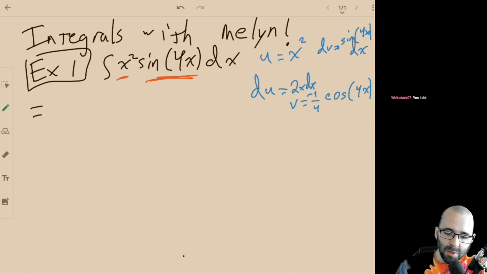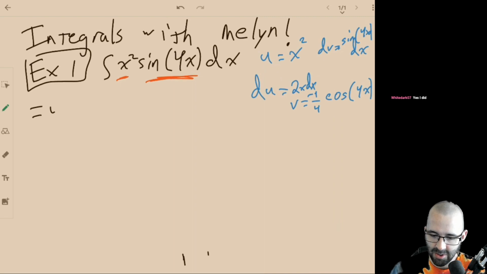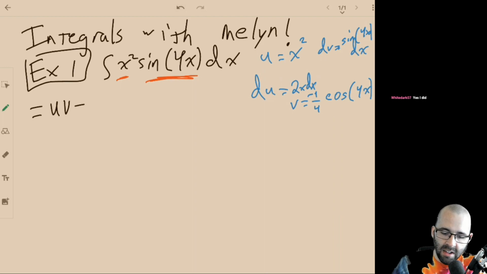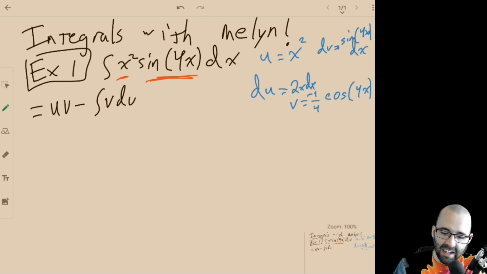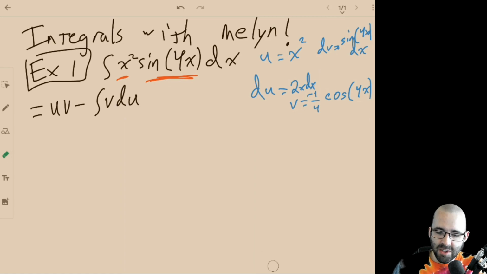So it's going to be equal to uv. Hold on, I'm trying to figure out how to make this work with this glove. It's going to be uv minus the integral of v du. There's a way for me to make this work with this glove, but it's been a little difficult every once in a while.